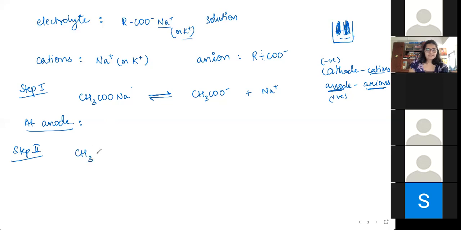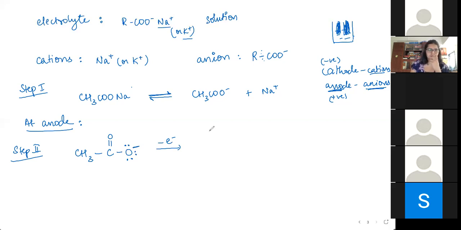Here you have CH3, C double bond O, O minus. Anode is the positive electrode, right? So there is going to be loss of electrons. The anode is going to attract an electron. So out of all these pairs of electrons, if I remove an electron, what will I get? Will I get a positive compound, or a free radical, or a normal neutral compound?